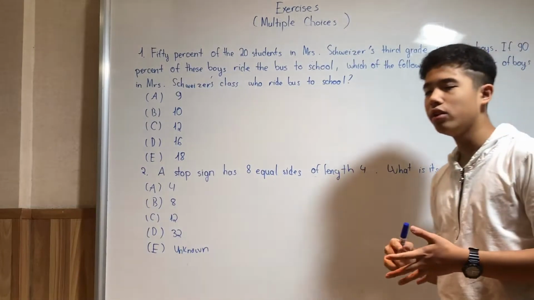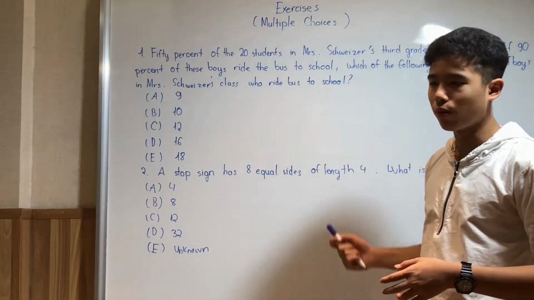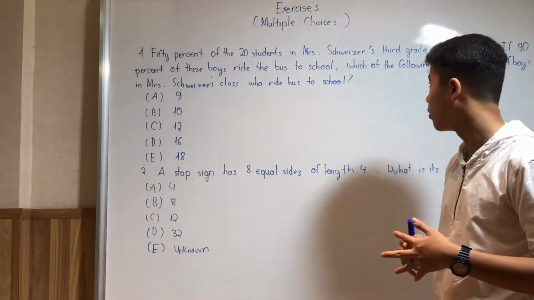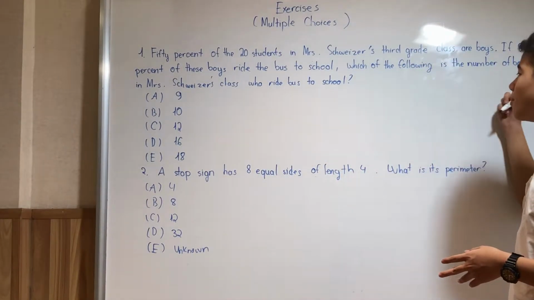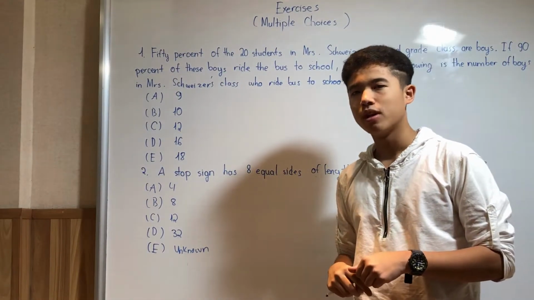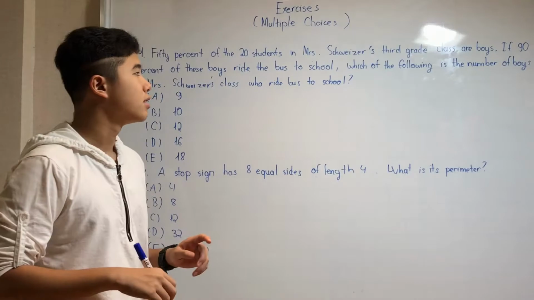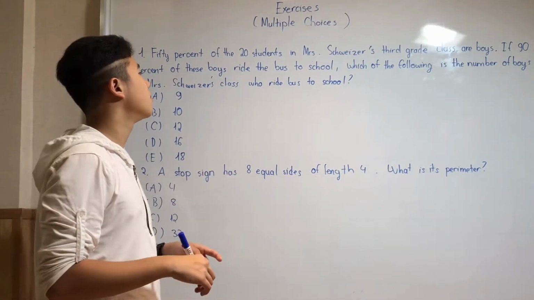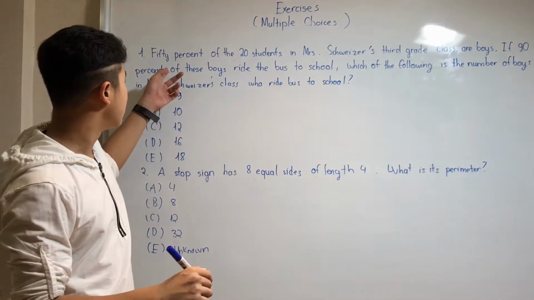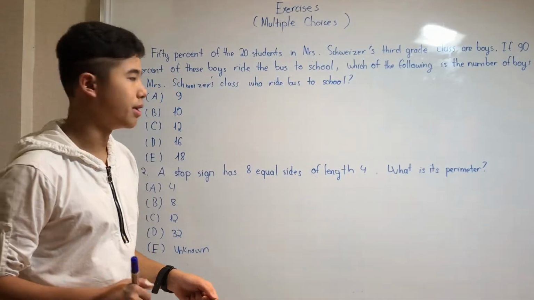If 90% of those boys ride the bus to school, and 10% walk or their mom or dad takes them to school, which of the following is the number of boys in Mr. Schweizer's class who ride the bus to school? So they asked us to find the number of students that ride the bus. To find that, we must find the total number of boys in the class. They give us that 50% of the students in Mr. Schweizer's third grade class are boys.